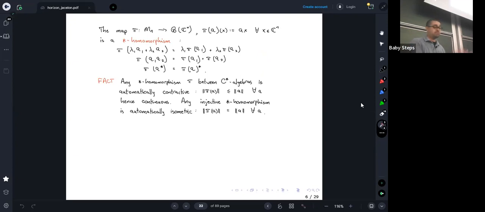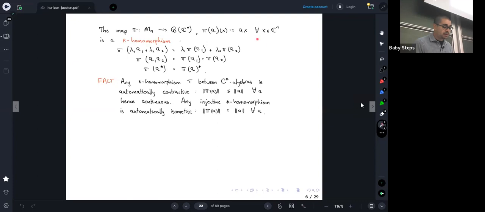So the norm of the image of A is less than or equal to the norm of A. This automatically holds. And even more is true: if it is in fact an injective star homomorphism, then it's an isometric map, it actually preserves the norm. So this is telling you that C star algebras have some very rigid structure. You get quite a lot for free just because of things like the C star identity.